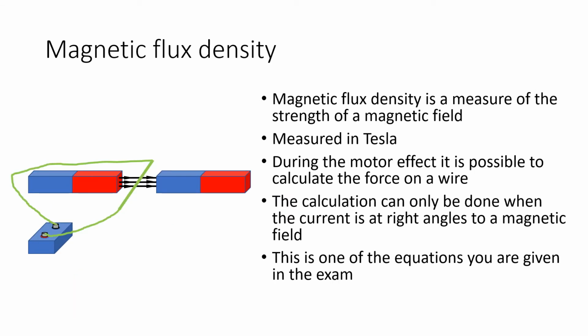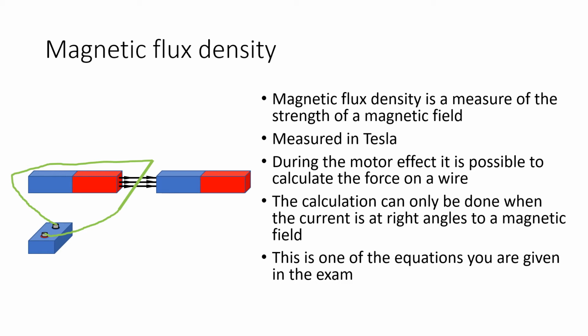We have a concept called magnetic flux density, and it's a way of measuring the strength of a magnetic field. We use the units of Teslas, and we can actually use magnetic flux density to measure the force that's exerted on a wire when that wire has a current flowing through it inside a magnetic field. In GCSE physics for AQA, you're actually given that equation as one of the 12 equations in the exam, so you don't have to memorize it, but you do of course need to know what the variables are, and you do need to be able to use it.